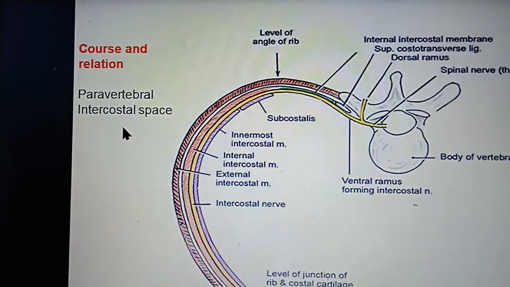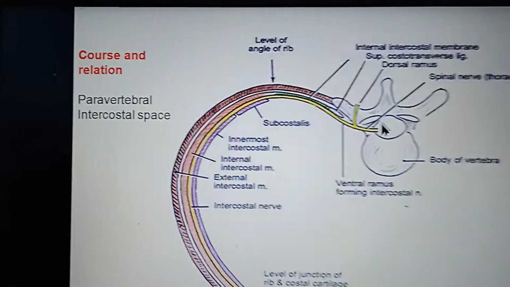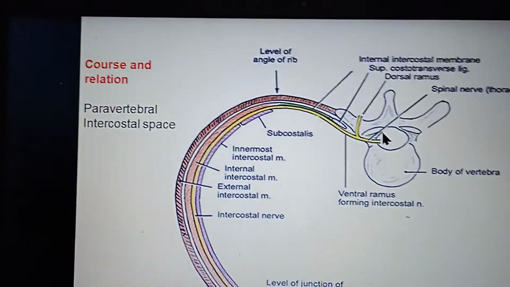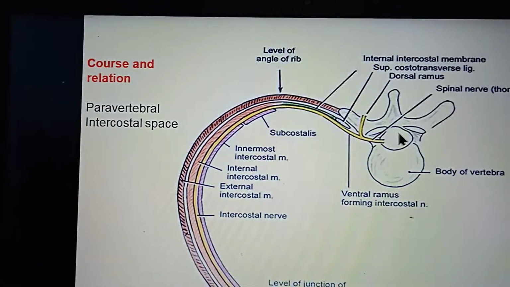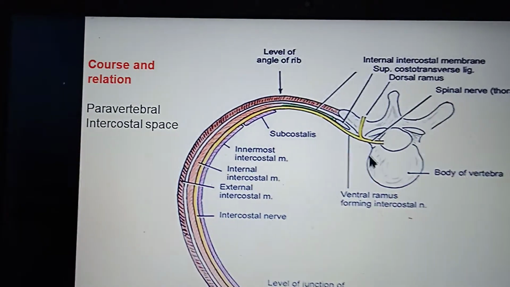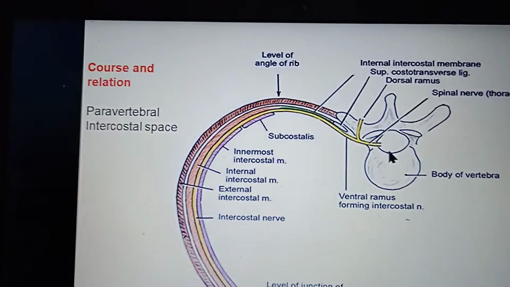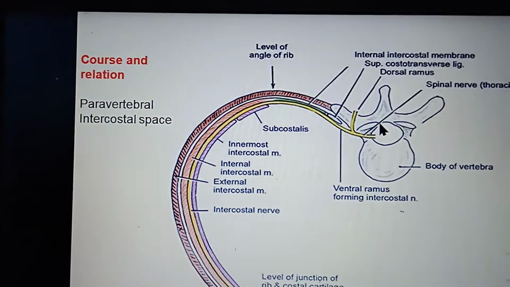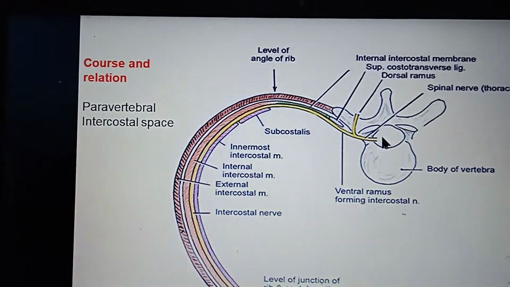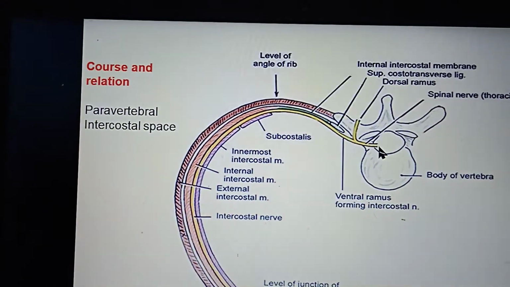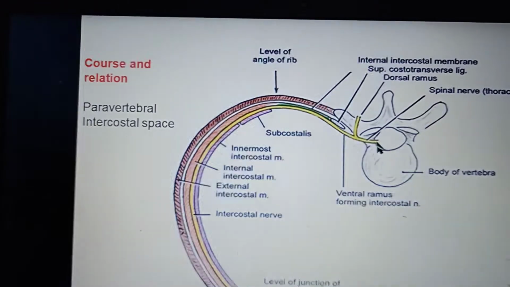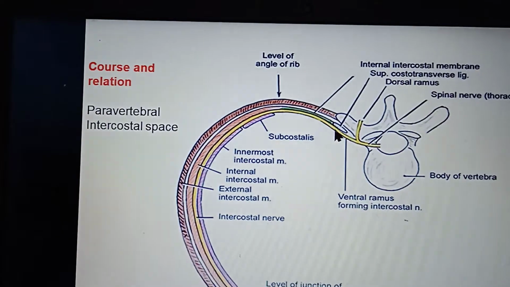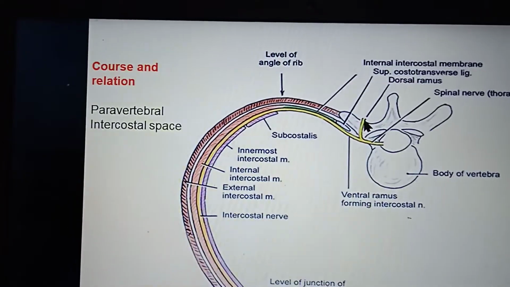Now coming to the course and relation of the intercostal nerve. Here you can see this is the intercostal nerve in yellow color. Coming out, here lies the spinal cord. This is the vertebral foramen. This one is the vertebra, and this one is vertebral foramen where the spinal cord resides, which gives rise to root, the ventral and the dorsal root unite to form a spinal nerve, and this one is the ventral rami. Okay, and this is a spinal nerve which is coming out through the intervertebral foramen, and then it bifurcates into two. That is this one is ventral rami and this one is dorsal rami.